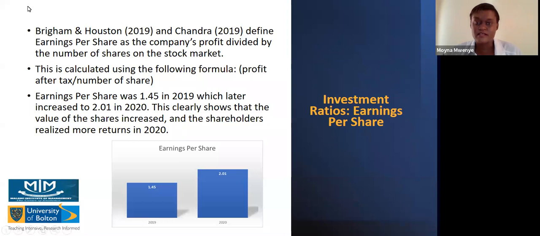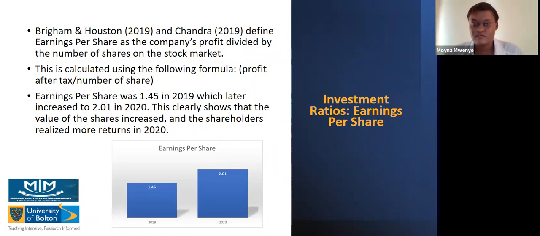And then the last financial ratio that we used is the investment ratio, focusing much on the earnings per share. So Braham and Houston in 2019, of course, agreeing with Chandra 2019, defined earnings per share as the company's profit divided by the number of shares on the market. So this we calculated by using the profit after tax over the number of shares available on the market. So earnings per share, we found that in 2019, it was 1.5, meaning 1 kwacha 45 tambala per each share.